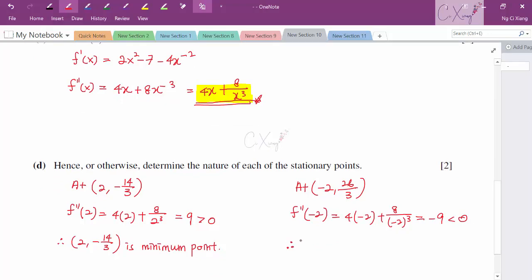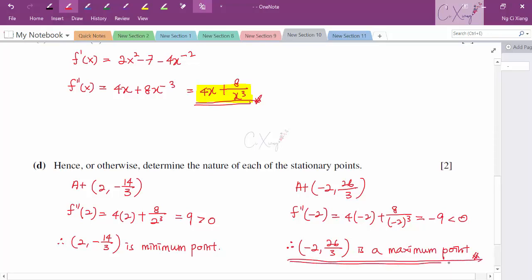So when the second derivative at the x coordinate gives a negative value, that means that particular point is a maximum point. And this is how we solve question number 9.